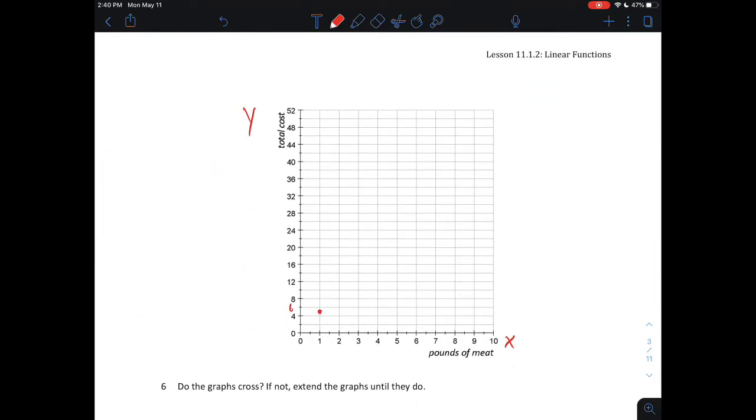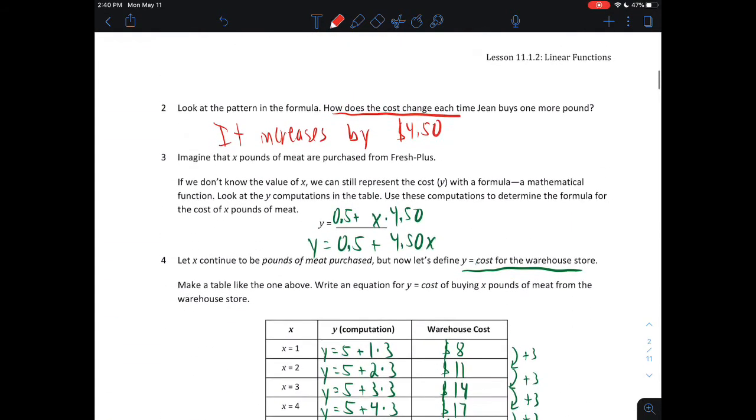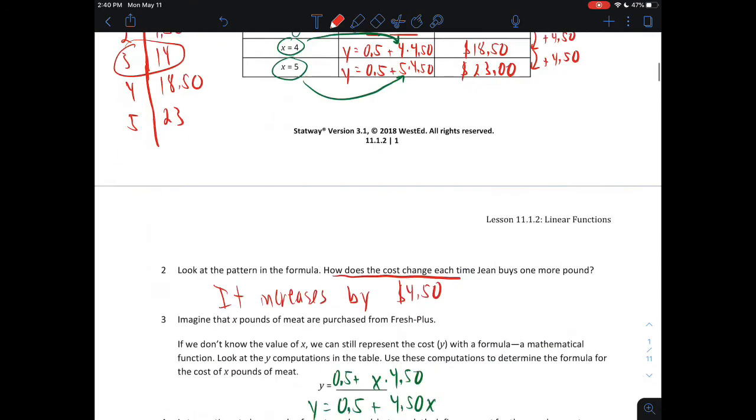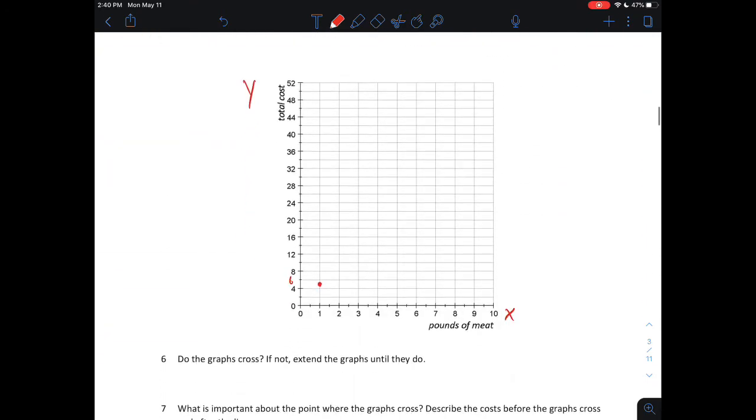So since I don't really have any decimals, I'm going to try to make this easy on myself. I'm going to use when x was 1, I got an output of 5, and when x was 3, I got an output of 14. Those become a little bit easier points to graph. So now I go to where the horizontal value is 3 and up to 14, which is halfway between 12 and 16. And there I get my points. Now I'm just going to connect those with a line. All right, simple enough for that. If you want, you could write the word Fresh Plus next to that.